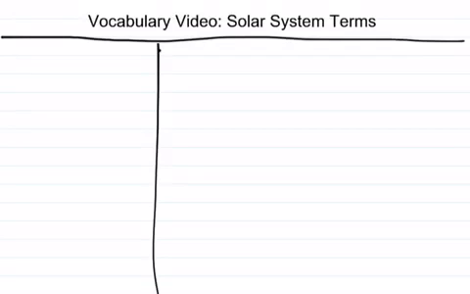Hello students, your title for today is Vocabulary Video Solar System Terms. If the video is going too fast, make sure to stop it or rewind it if you need to. Today you're going to draw the picture on the left and then you're going to make an original sentence. I'll do the first one for you.